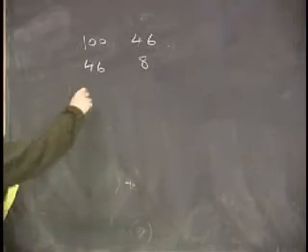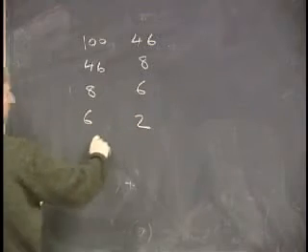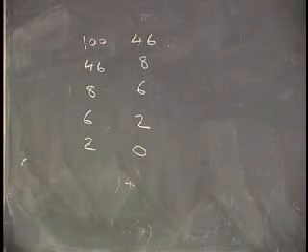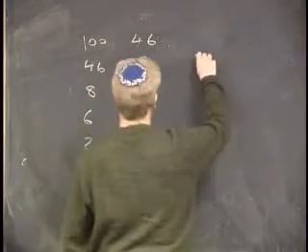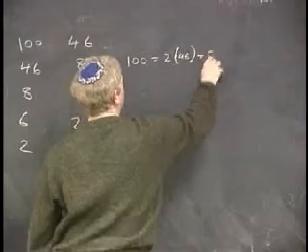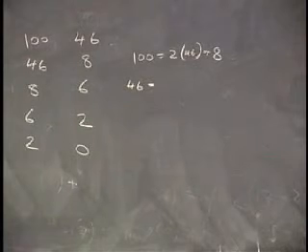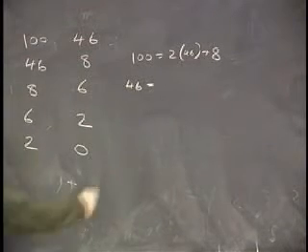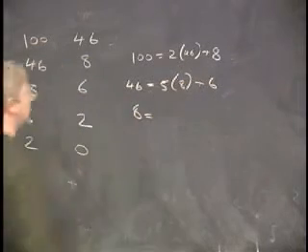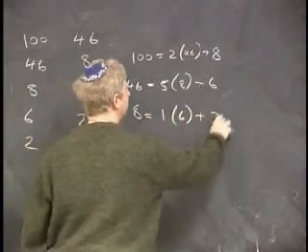All right, 46, 8. So the next pair is 8, 6, and then 6, 2, and then 2, 0. Let's follow our method by writing down what each of these lines mean. This means that 100 equals 2 times 46 plus 8. This means that 46 equals 5 times 8 plus 6. This means that 8 equals 1 times 6 plus 2.